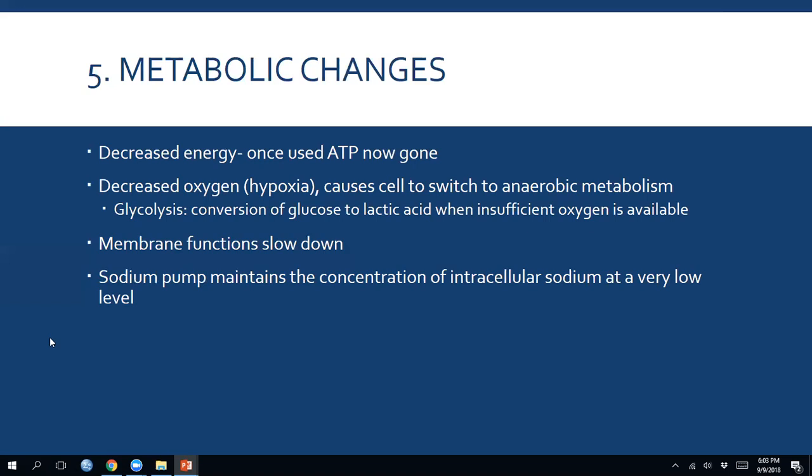And this is concerning because we have an injury now and there's going to be glucose in the area because there's an increase of blood flow. And now this glucose is being switched to lactic acid. Well, lactic acid can then affect the stiffness and soreness of a joint. We also know that we talked about the sodium-potassium channels, but in this case, whenever you have an injury, the sodium pump maintains the concentration of sodium at a very low level. So the body wants less sodium than normal, and so when this is occurring, membrane functions continue to slow down.